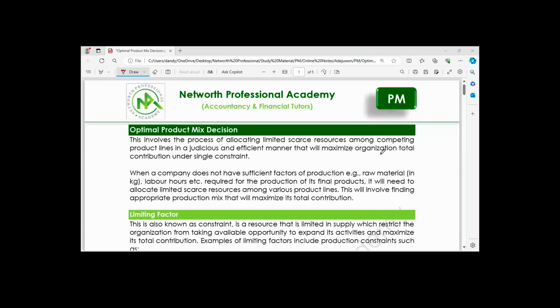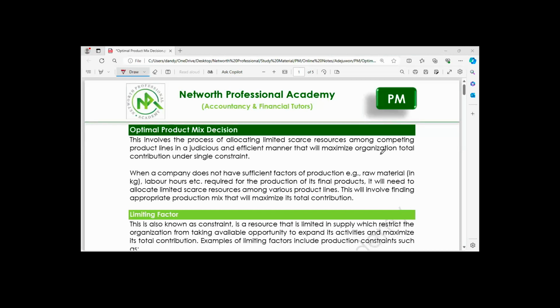Of course, there is no way we'll be able to solve the entire 4 questions in this same period. So what I mean is that this will extend beyond today, all right? But in any case, let's start. So what do you understand by optimal product mix?